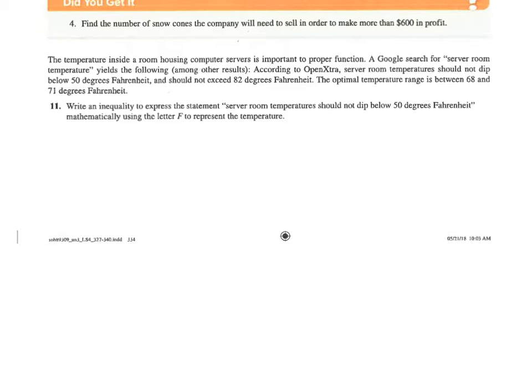For number 11, they are asking us to write an inequality to express the statement, the server room temperature should not dip below 50 degrees Fahrenheit, mathematically, using the letter F to represent the temperature. So this is our temperature. It cannot be below 50 degrees. It can be 50 degrees, and it can be greater than 50 degrees. So we should be looking for greater than or equal to 50 degrees.